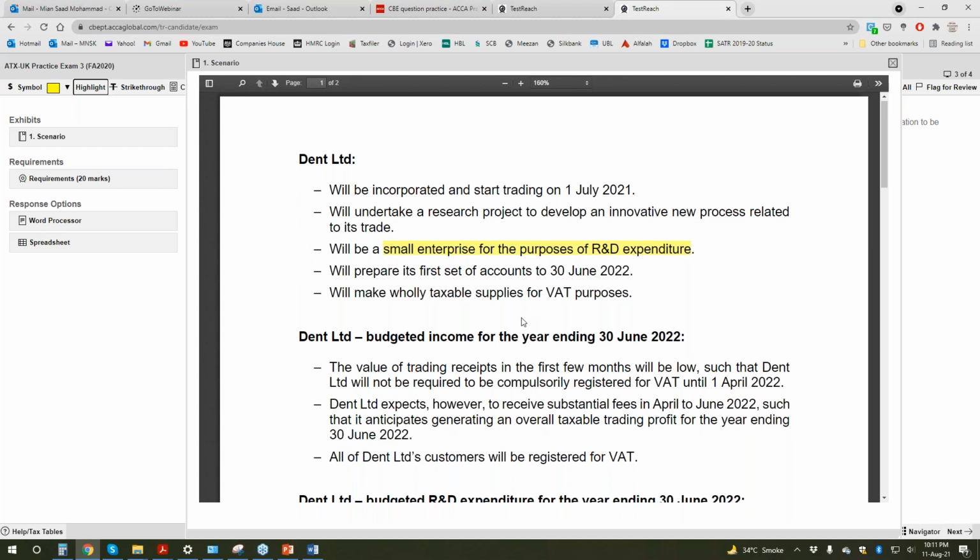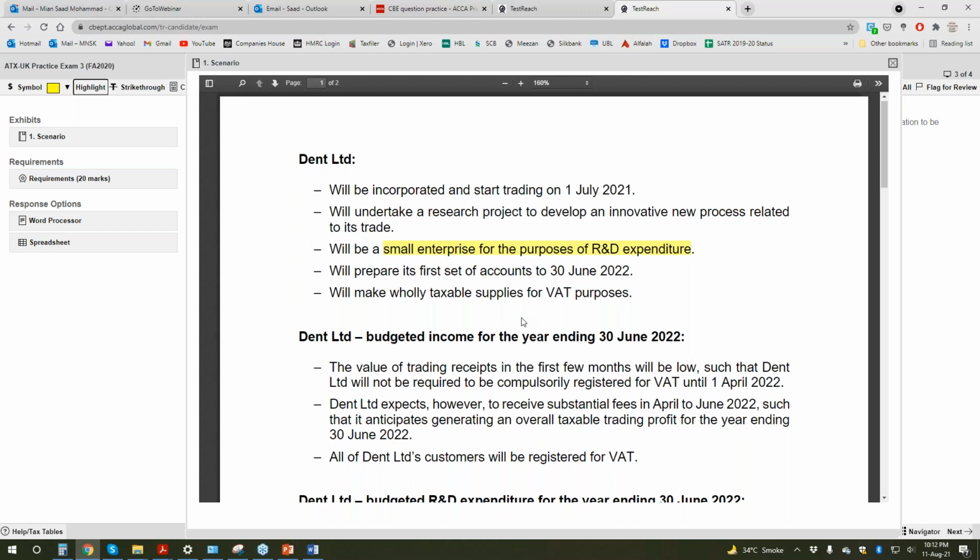It will prepare the first set of accounts to 30 June 2022. It will make wholly taxable supplies for VAT purposes. Now, Dent Limited's budgeted income for the year ended 30th June 2022. Till now, I didn't have an idea as far as the first part is concerned, whether they should register for VAT earlier or later.